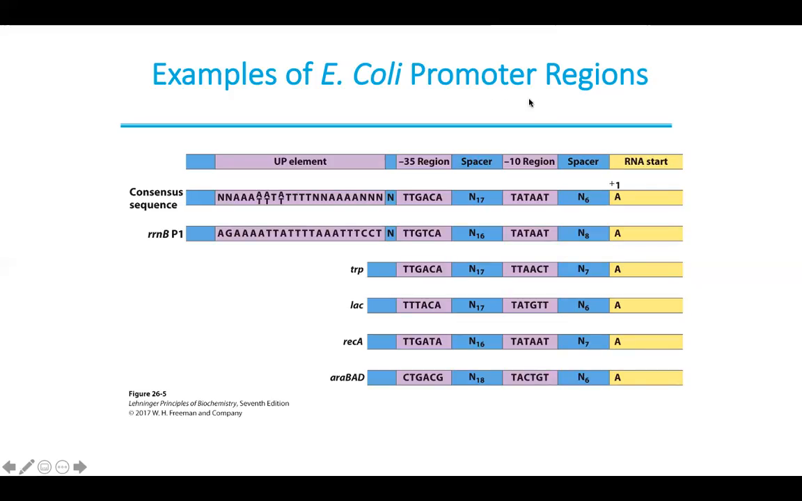So these are examples of E. coli promoter regions. We have the -10 region and -35 region. As you can see here, these are different genes. So you have the RRNBP1 gene, the TRP gene, the LAC gene, the REC-A gene, and the AROBAT gene. So you see this purple region, these are the promoters. And it is in this part where the subunits of the RNA polymerase will bind, because it will help guide the enzyme on which genes to be transcribed. Okay.